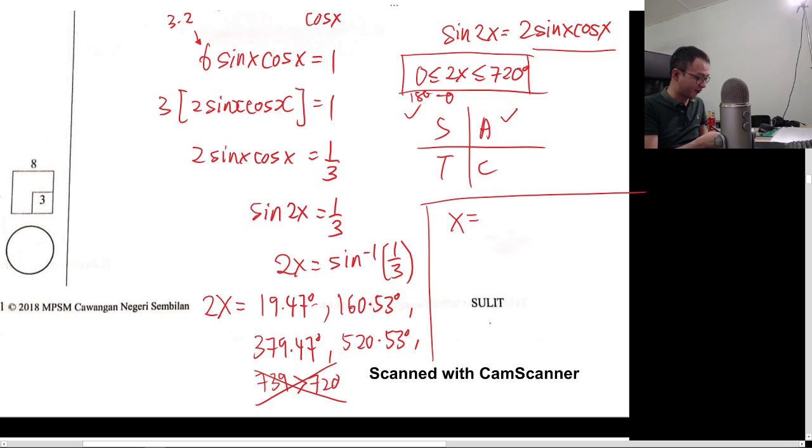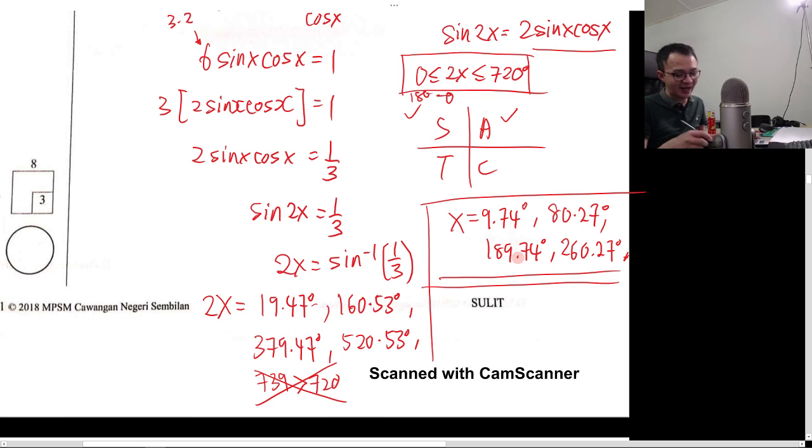So 19.47, I will divide by 2 here. I get 9.74. And then 160.53 divided by 2, I will get 80.27. And then I will continue to move on. 379.47 divided by 2, I get 189.74. And then this one, 520.53 divided by 2, I will get 260.27. Alright, so you can realize all my answers for x here are still within the 360 range.